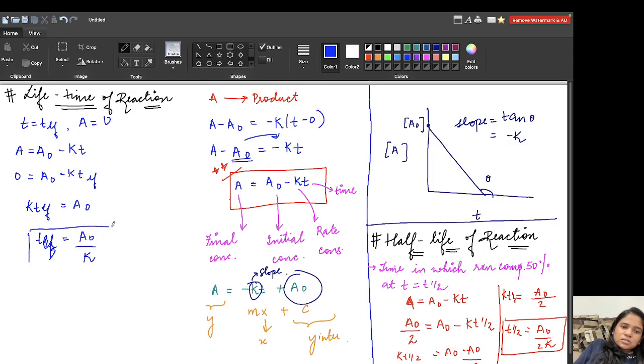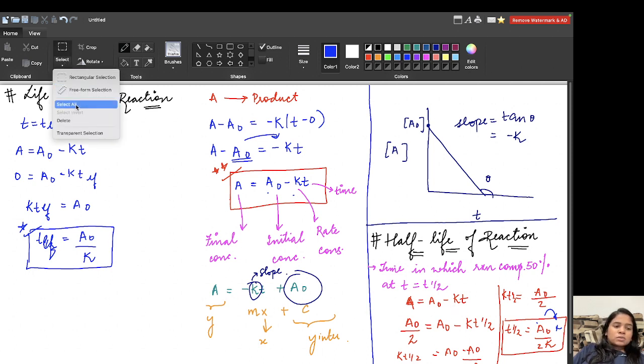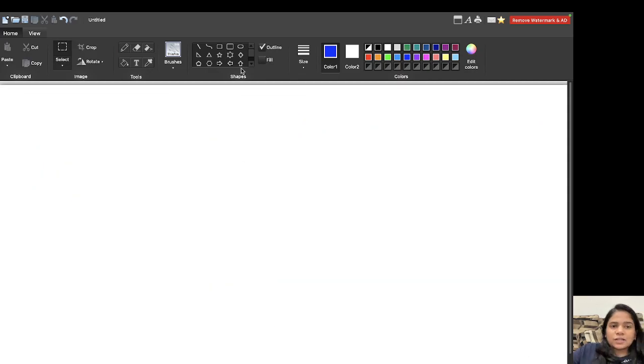So these three things you have to remember: A equals A naught minus KT, T half equals A naught by 2K, T full equals A naught by K. Obviously, A naught by 2K is half, so what will be full? A naught by 2K plus A naught by 2K, which equals A naught by K. Okay, now we'll do some questions based on zero order reaction.